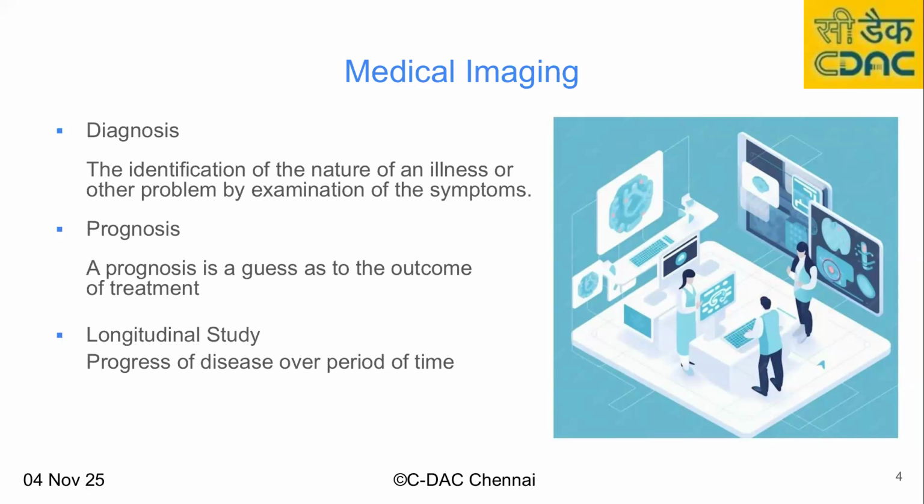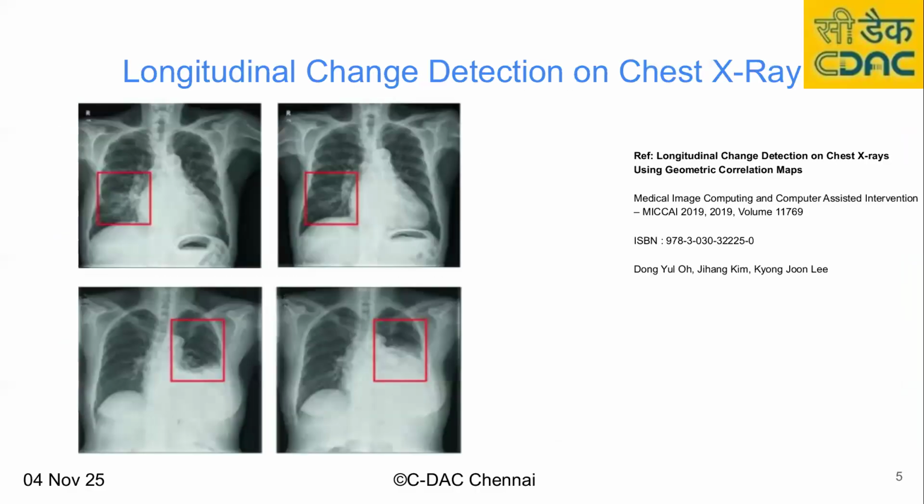And longitudinal study means the progress of diseases over a period of time. Suppose I take an X-ray today, then after 3 months, after 6 months, and after 9 months. All the X-rays are given to the AI algorithm, and the AI algorithm will say whether the disease is deteriorating or rapidly increasing. This kind of study is where we generally use AI in medical imaging.